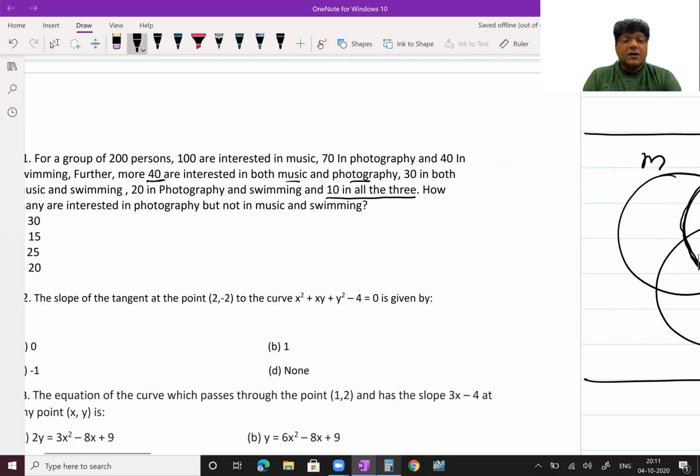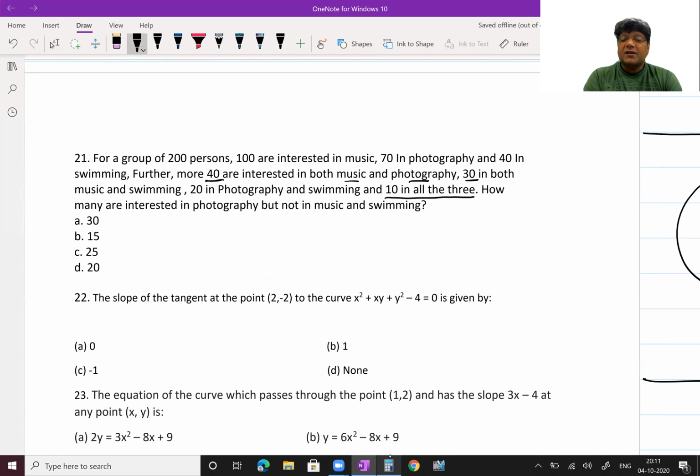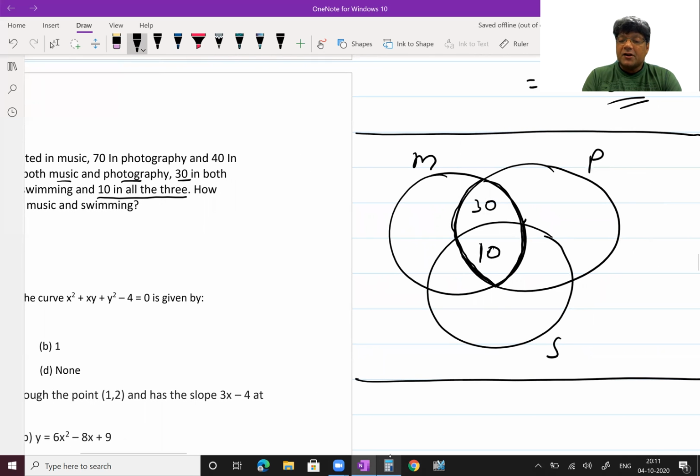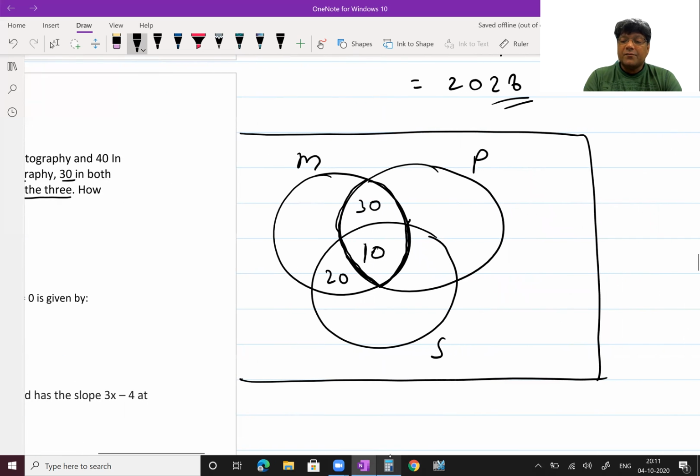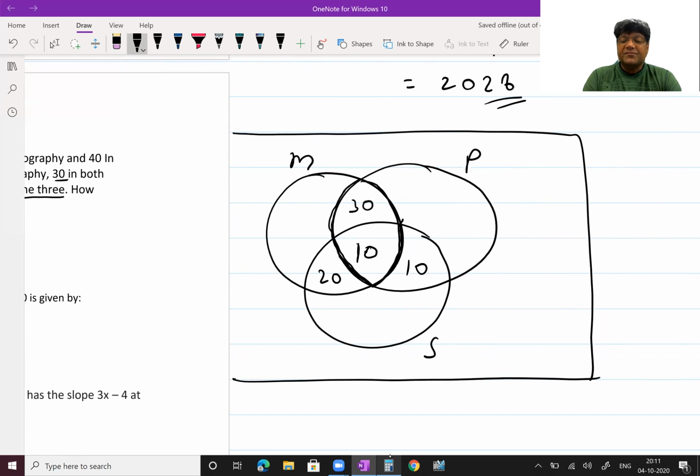Now, 30 in music and swimming. Music and swimming 30, 10 already here, so it will be 20. And then 20 in photography and swimming, 10 already here, so it will be 10.